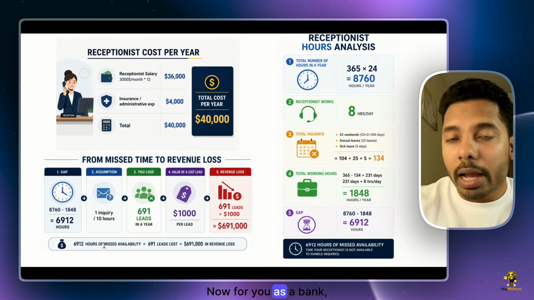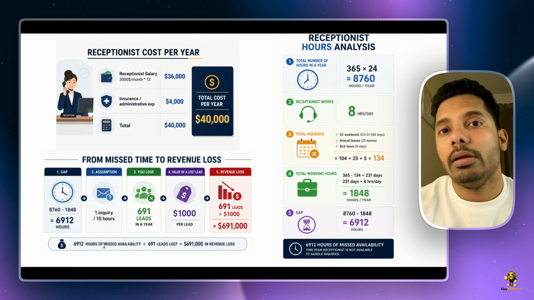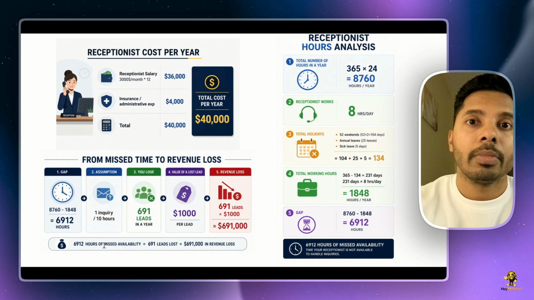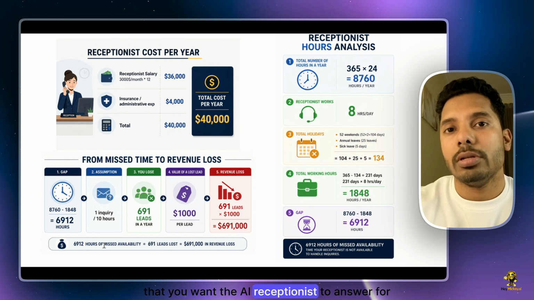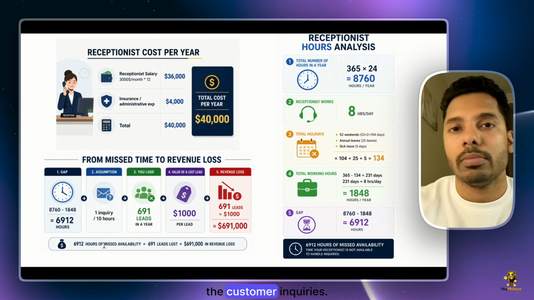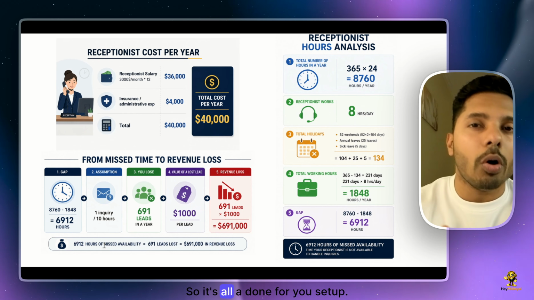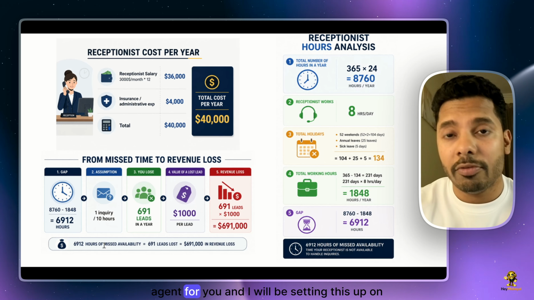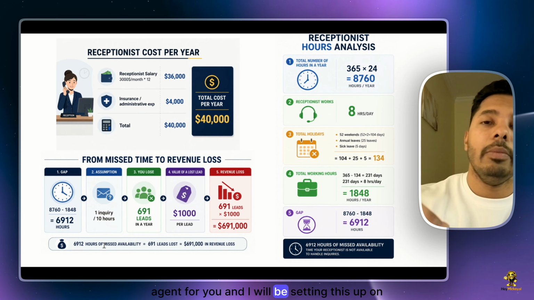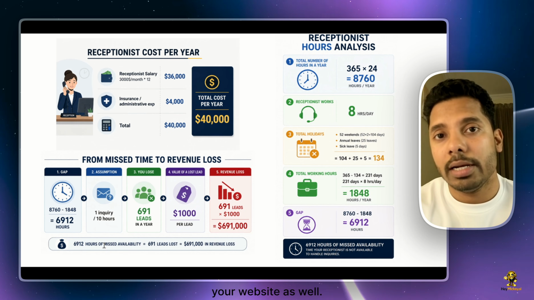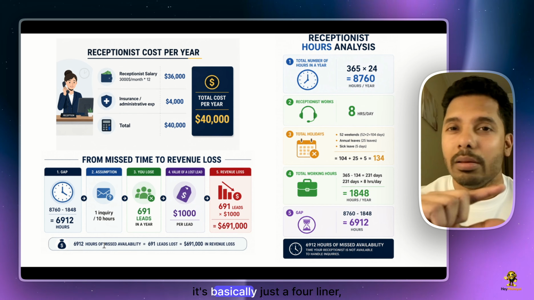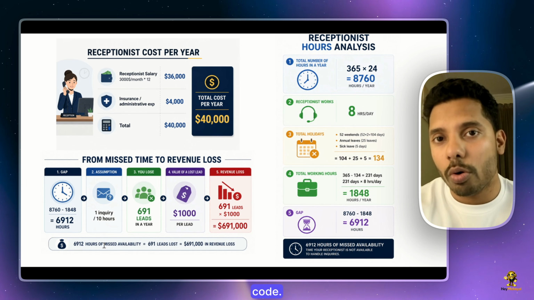Now, for you as a bank, you would only be giving me your website details and any product information that you want the receptionist to answer for customer inquiries. So it's all a done-for-you setup. I will be creating the AI agent for you, and I will be setting this up on your website as well. And for setting this up on your website, it's basically just a 4 line code.